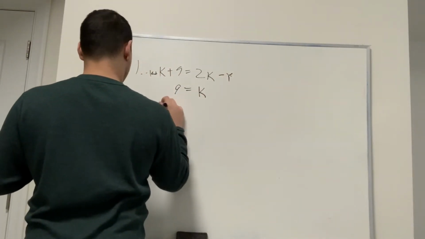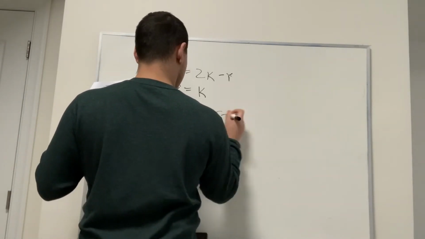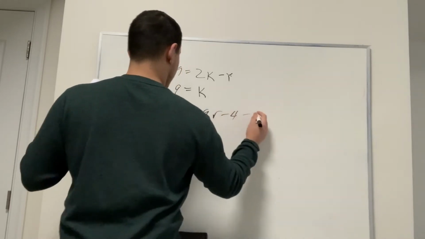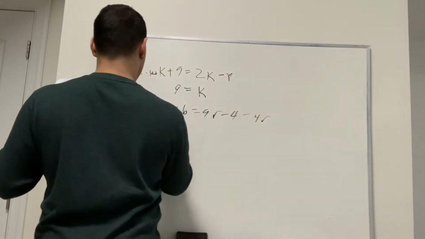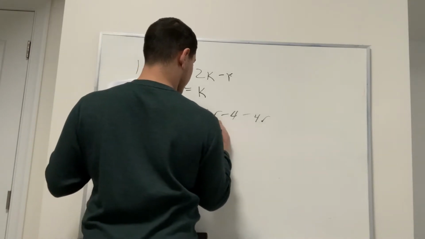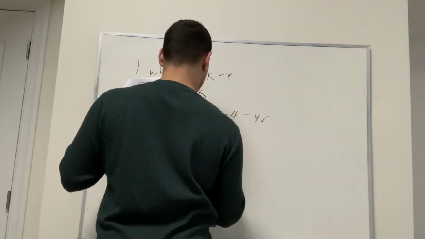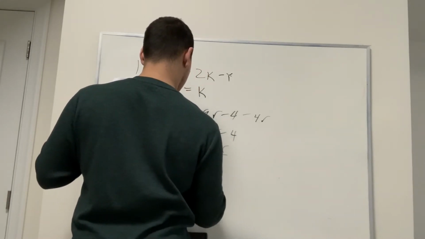2, 4r plus 6 equals 9r minus 4. You subtract 4r, subtract 4r. You get 6 equals 5r minus 4. Add 4, I get 10 equals 5r, and I get r equals 2.